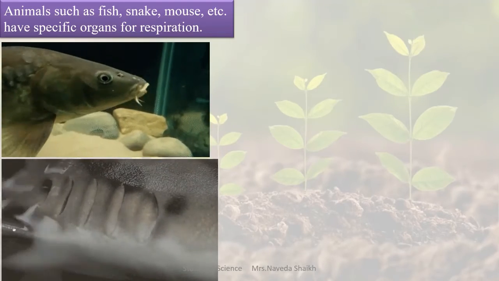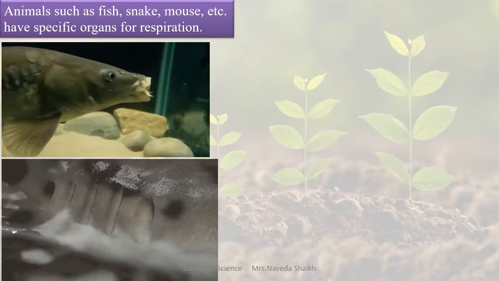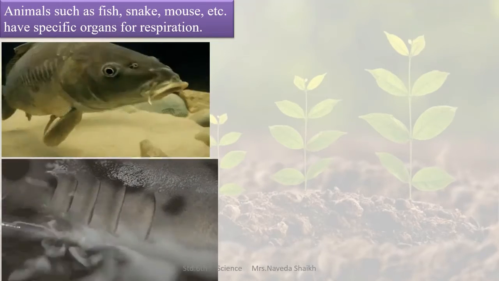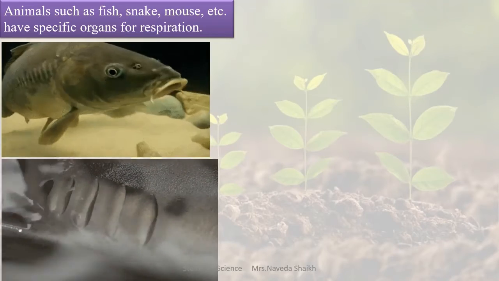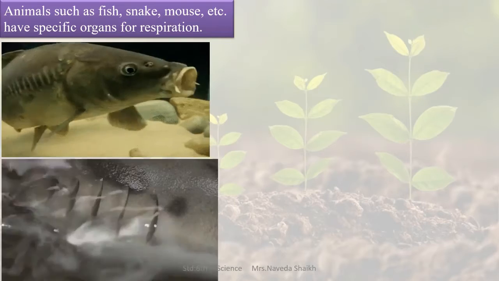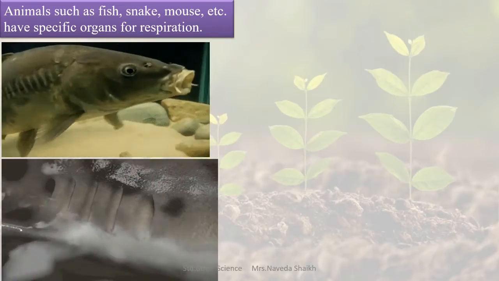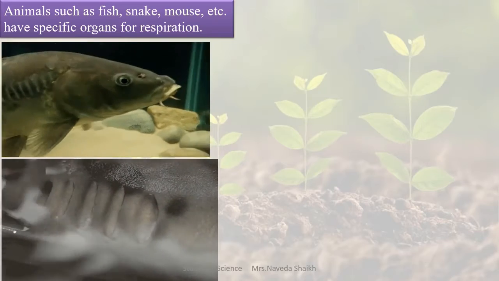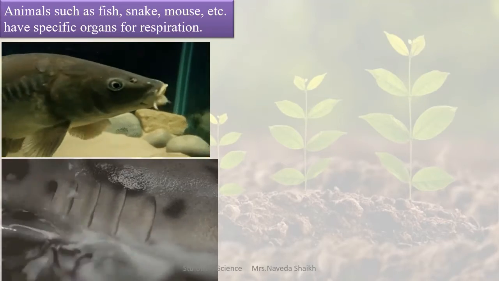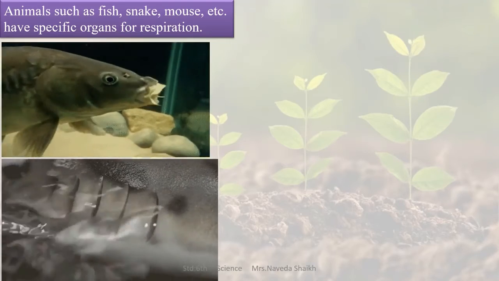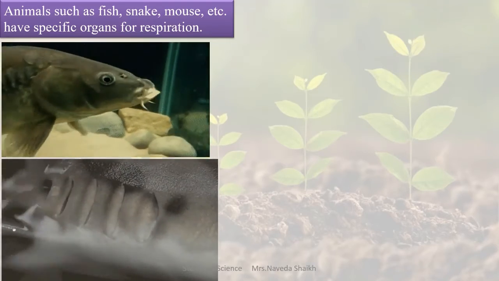What happens is they take in water from their mouth, and from the water, whatever oxygen is dissolved in it, they absorb it with the gills and then give out the water. Okay, so they have a specialized organ for respiration. Same way frogs, mice, snakes, these also have specialized organs for respiration. Okay.